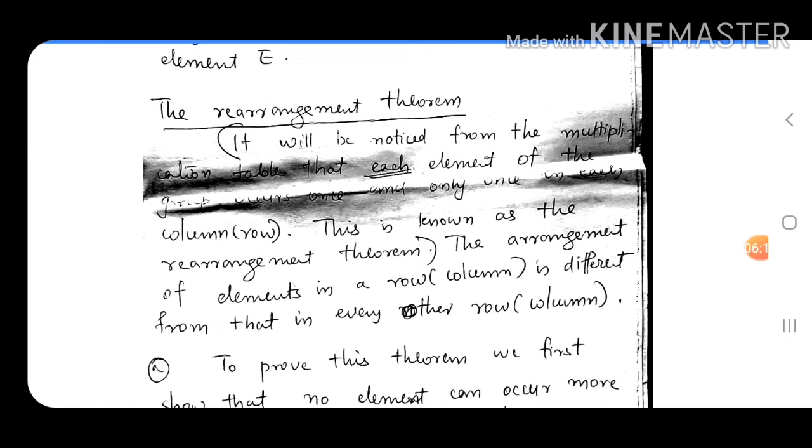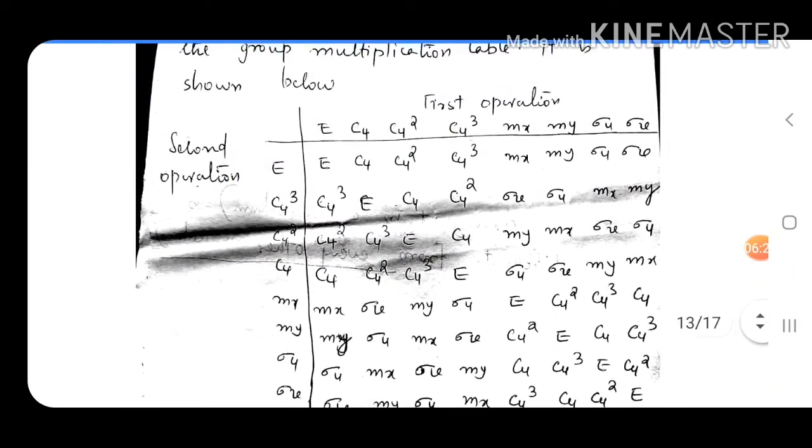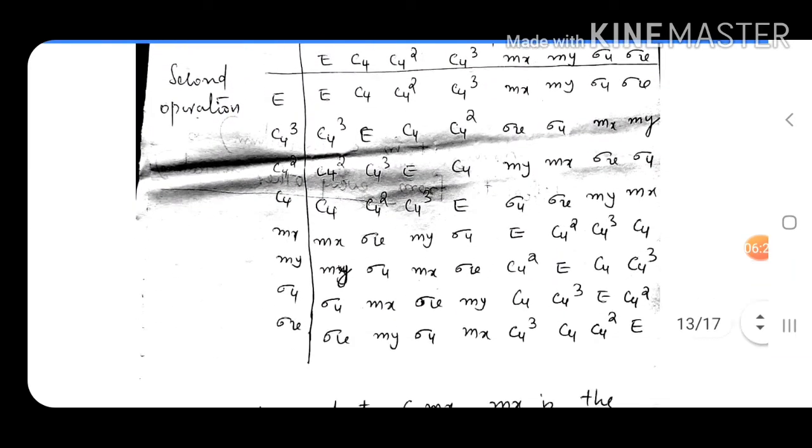This can be stated in another way also. The arrangement of elements in a given row or column is different from the arrangement of elements in every other row, or every other column.